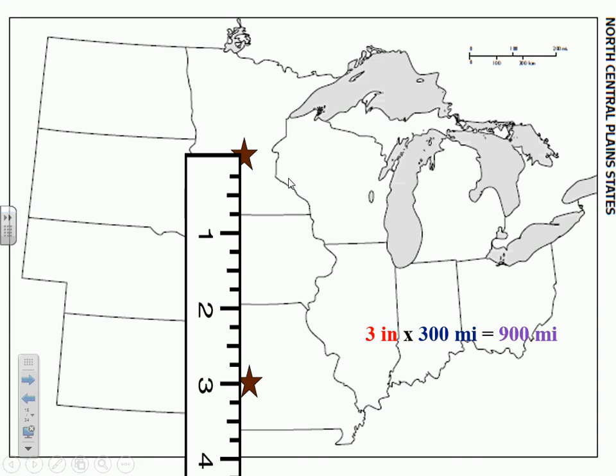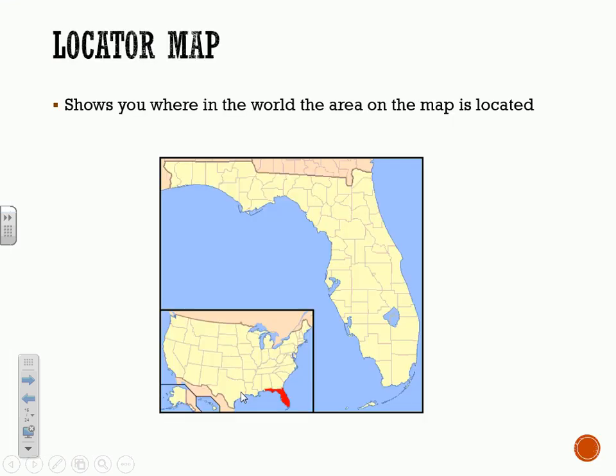The next map feature is the locator map. On your note sheet, you're going to type in: a locator map shows you where in the world the area on the map is located. This little box here is the locator map. This is the map we're looking at. It's a map of Florida and its counties. But then we have the locator map here to show us that this red area is what's on the map. So a locator map just shows you where in the world the area on the map is located.